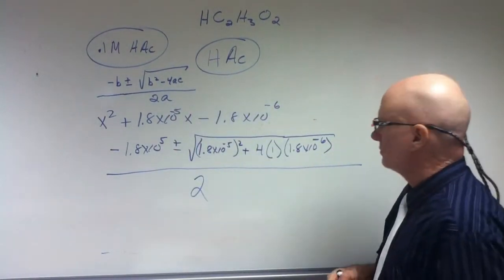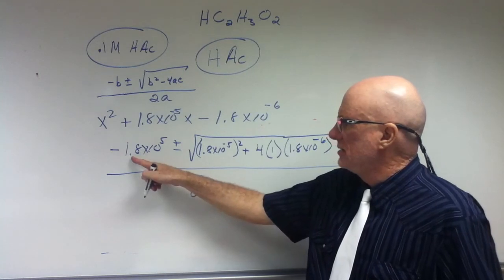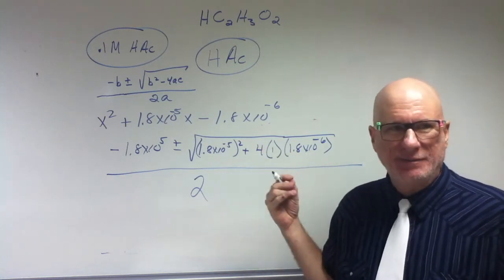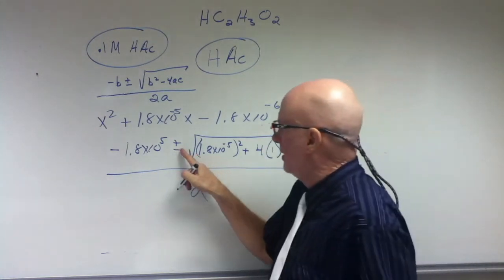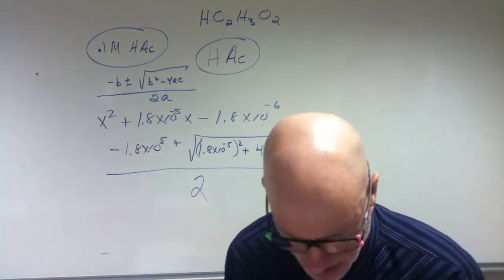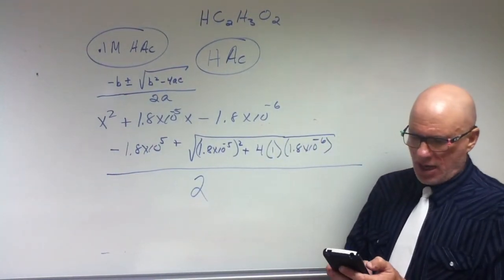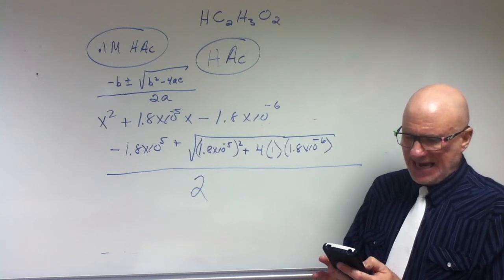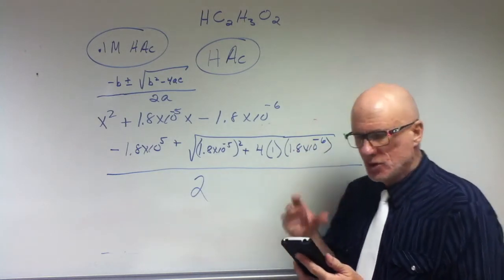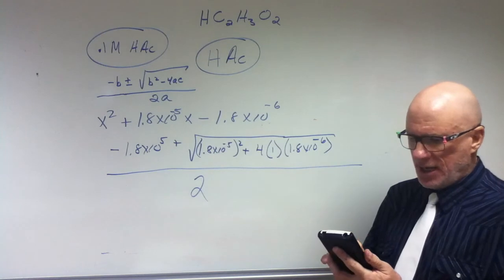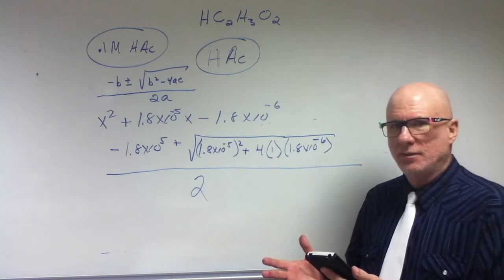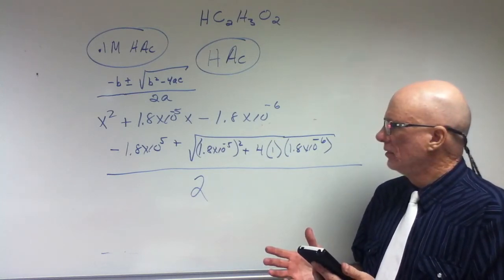All right, now. So this is going to be plus this or minus this. Which one is it going to have to be? Plus, because it can't be negative. It's going to be the plus one, so we get rid of that negative. Now do this on the calculator: the square root thing. We're going to put the minus 1.8 first, negative 1.8 times 10 to the 5th.